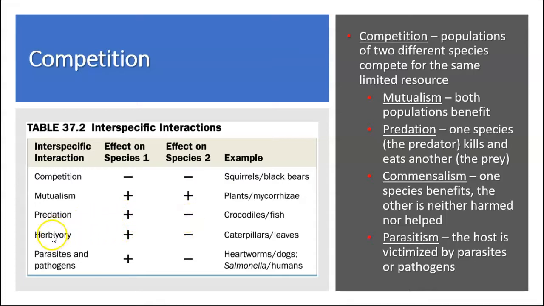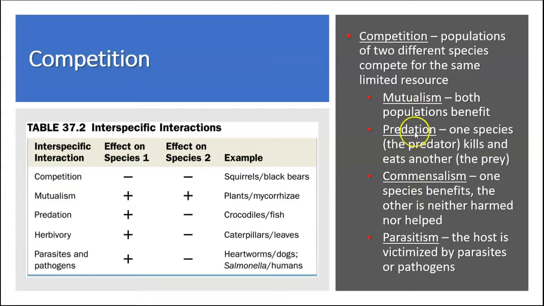Herbivory has to do with herbivores, or primary consumers, like caterpillars and leaves. So again, herbivory is going to have a positive relationship for the caterpillar, but negative for the leaves of the tree. And then parasites and pathogens also. The parasite, again, is positive for the parasite, negative for the pathogen. So we'll talk about those different ones and look at some examples in just a minute.